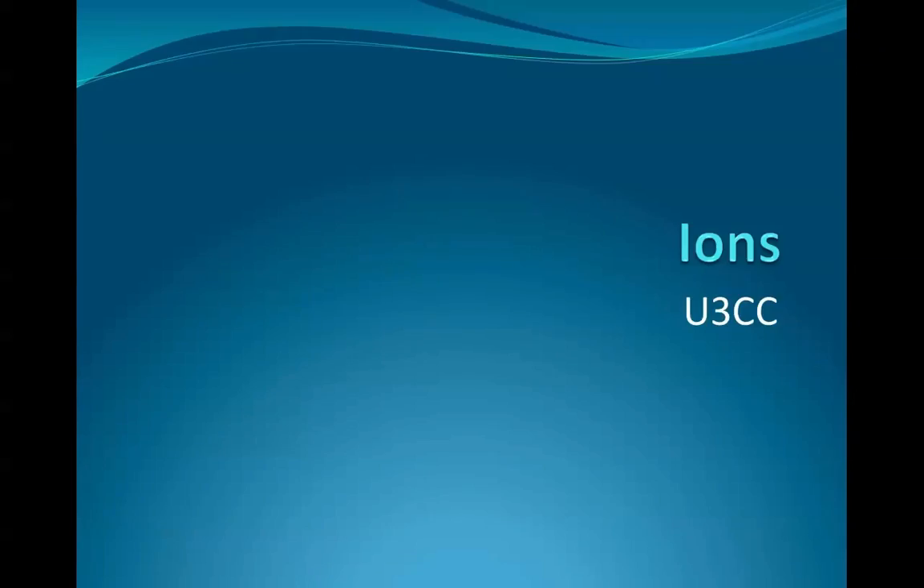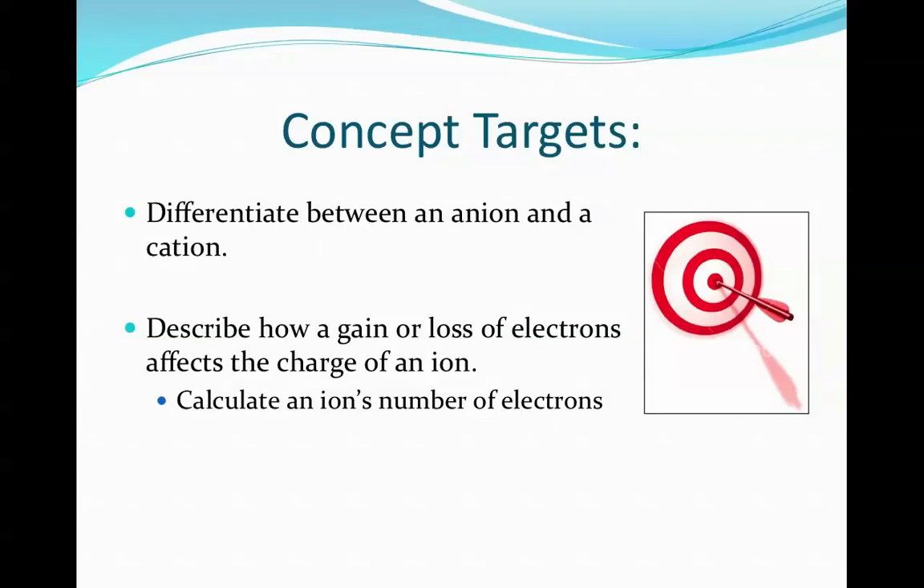In Concept C, we're going to be focusing on ions. We're going to be looking at how to differentiate between two types of ions, an anion and a cation. We're also going to be able to describe how a gain or loss of electrons affects the charge of an ion. And you should also be able to, by the end of the lesson, have a basic understanding of how to calculate an ion's number of electrons.